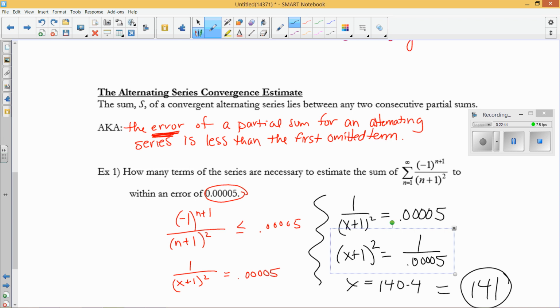Silly, Mrs. Vibber. You could have done that in a short way. Silly calculator. 141 terms. If you didn't really understand that, don't worry about it. I'll talk about it later when we see it in AP questions.